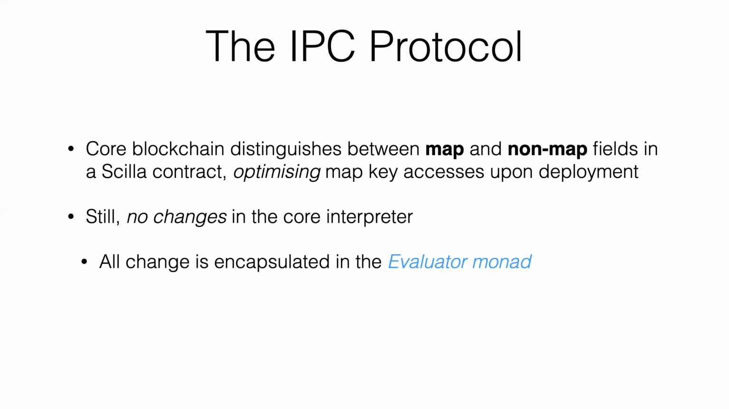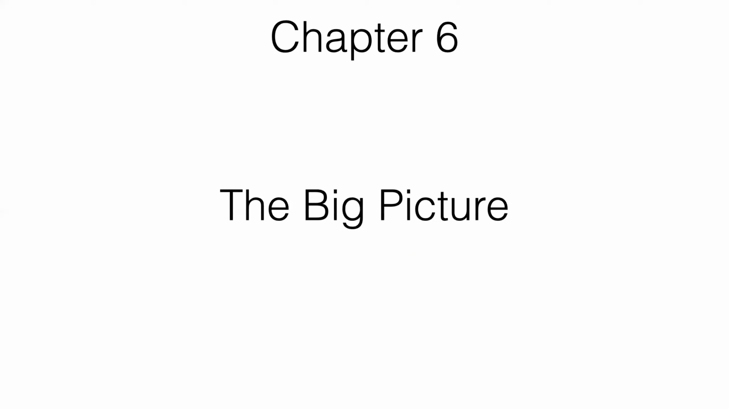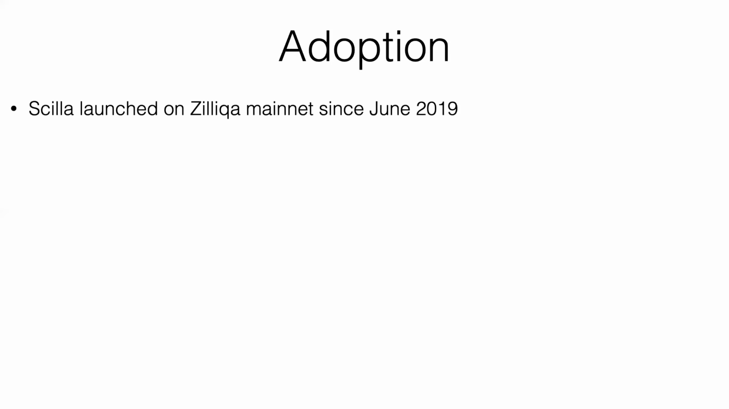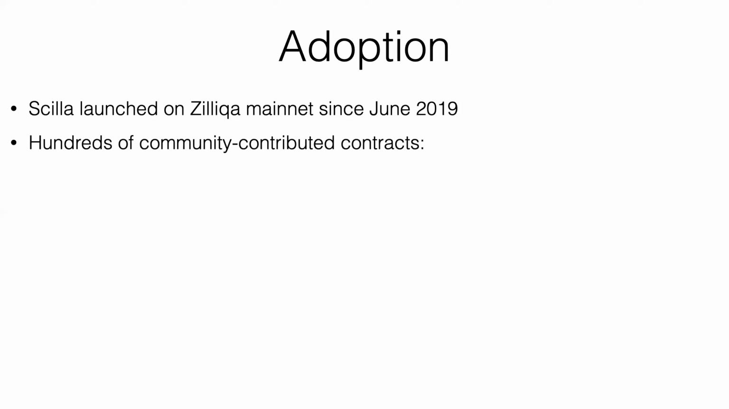All right, enough with the technical stuff. Let's talk about the big picture and where this language fits into the infrastructure. Since Zilliqa started the mainnet in 2018, the smart contract language has been deployed in 2019, 2.5 years ago. Since then there have been hundreds of community-contributed contracts, even more now as people are getting into NFTs.